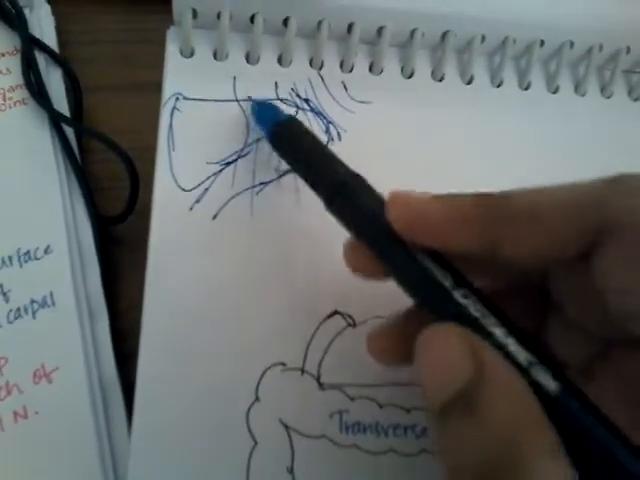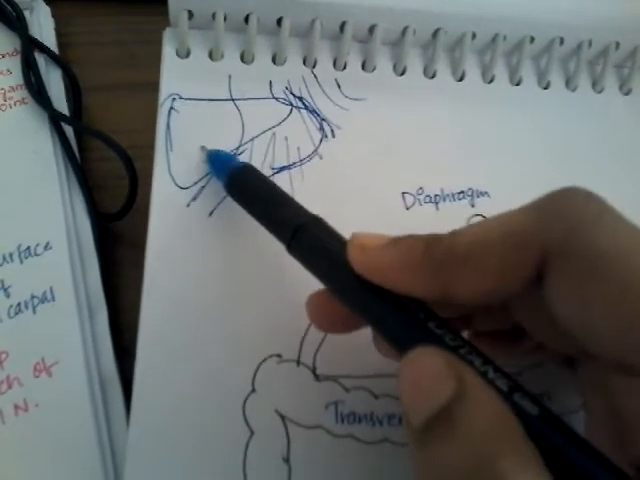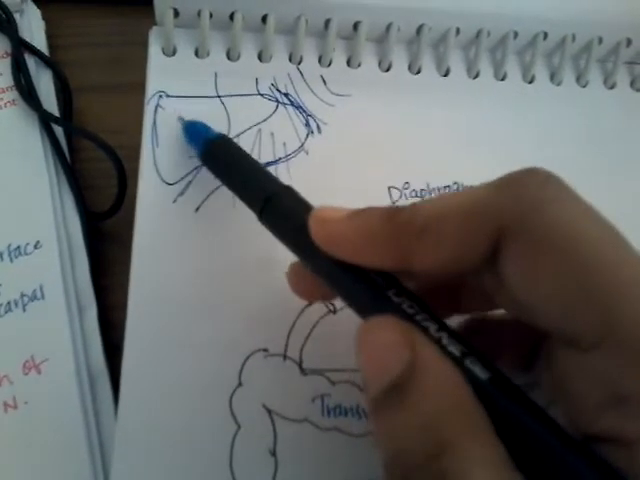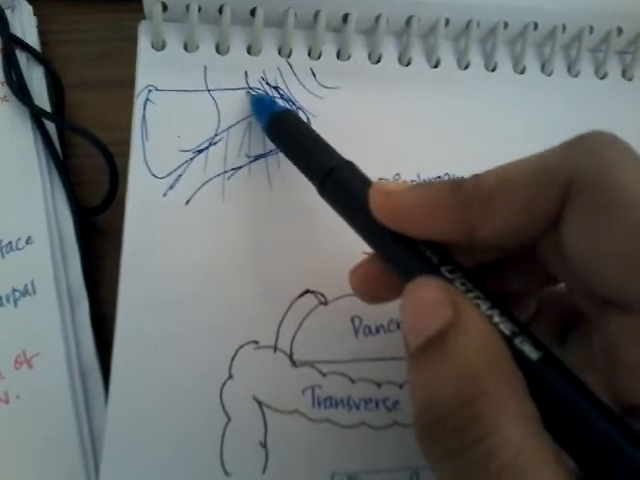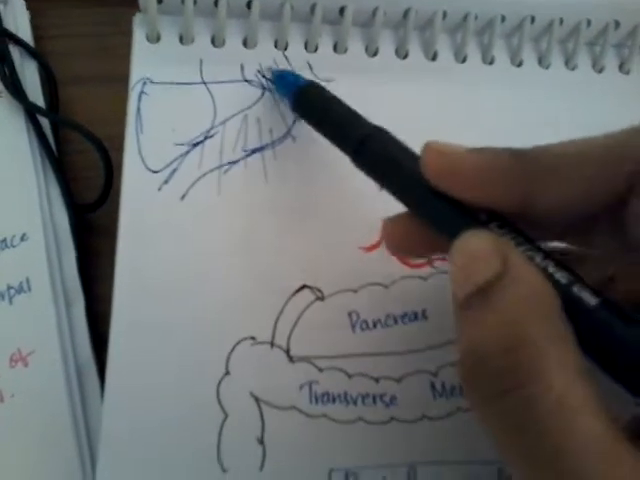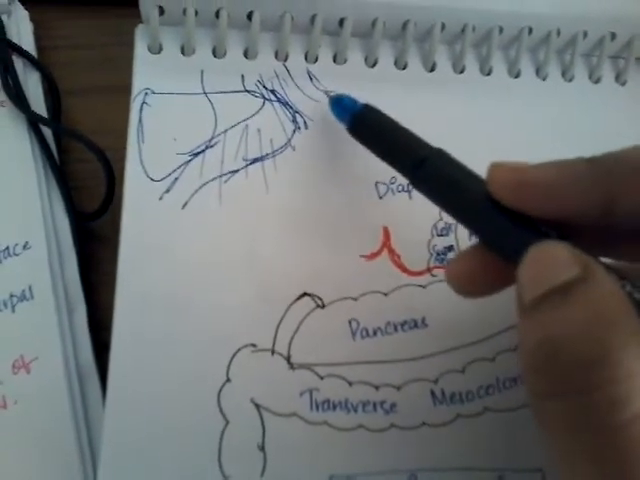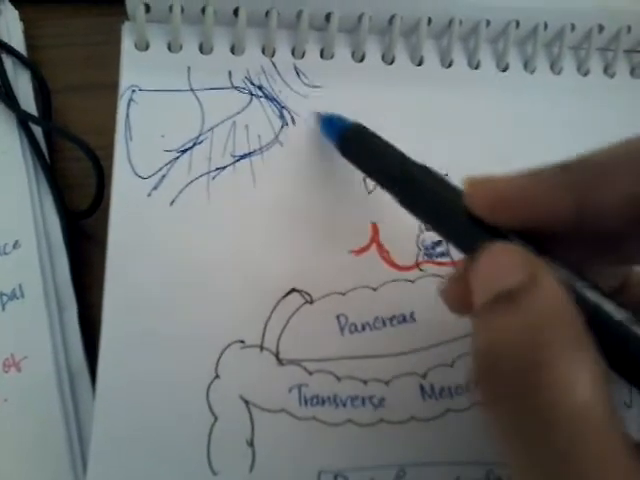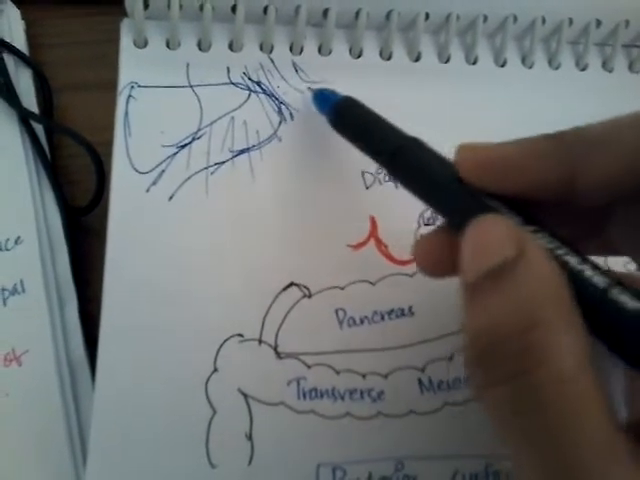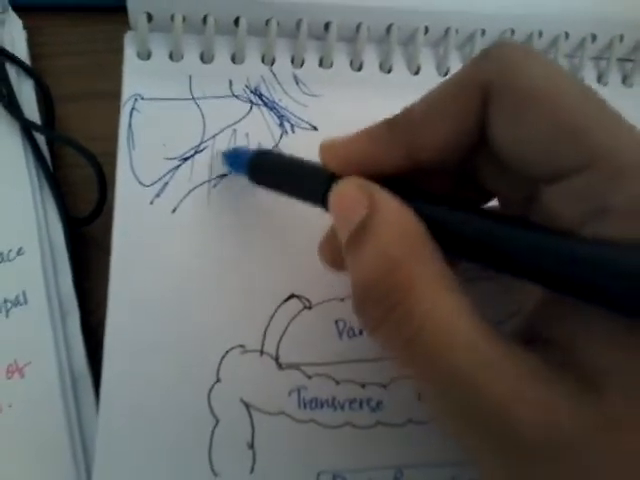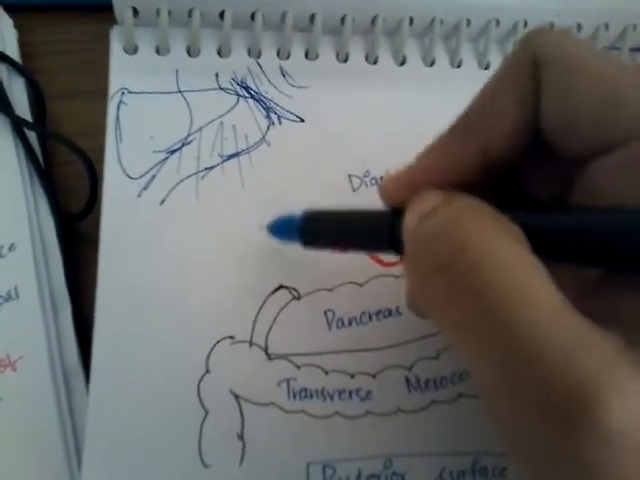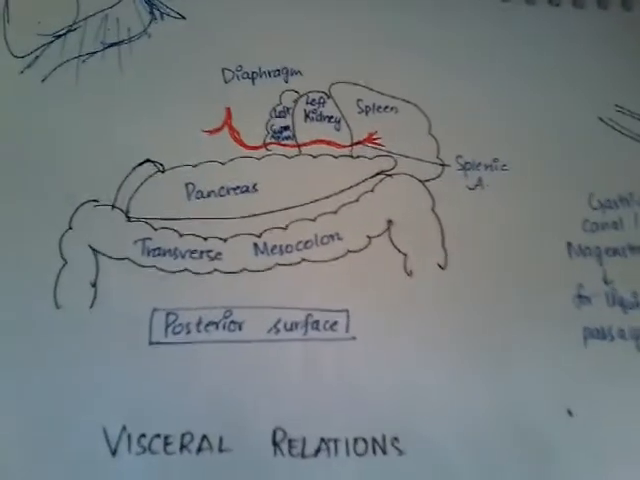So one part of the stomach is related to the liver. The other, that is the right side, is related to the left lobe of the liver, whereas laterally, that is on the left side, it is related to the rib cage and the diaphragm, whereas below, the lower half of the stomach is related anteriorly to the anterior abdominal wall. Then what about the posterior relations?